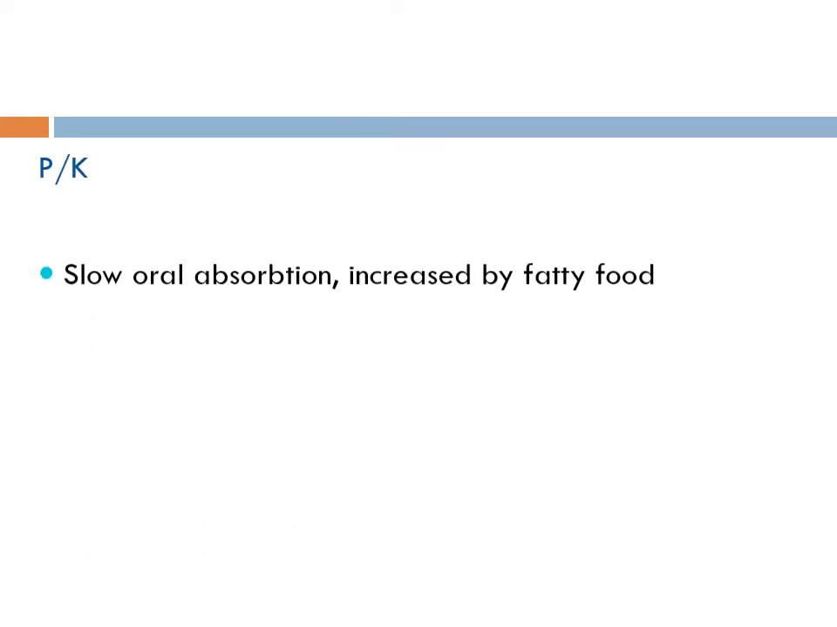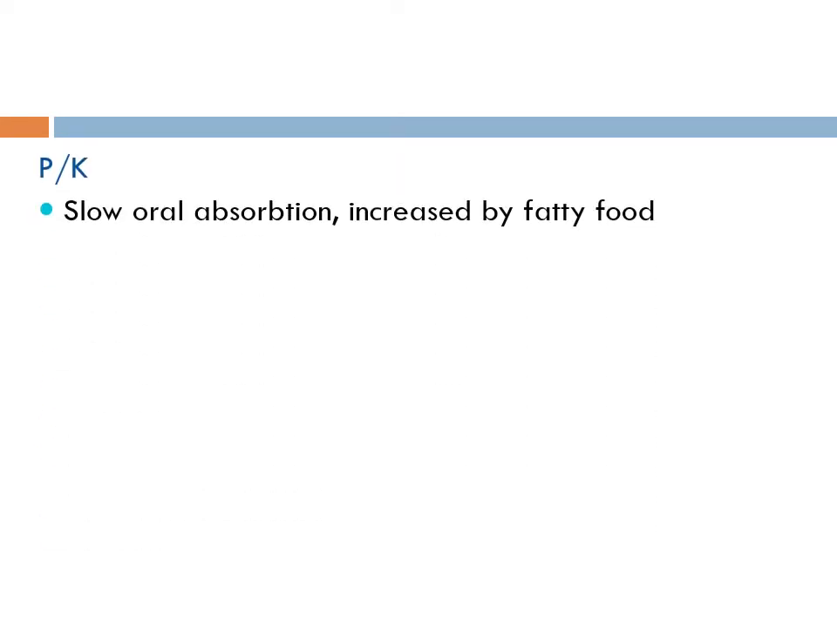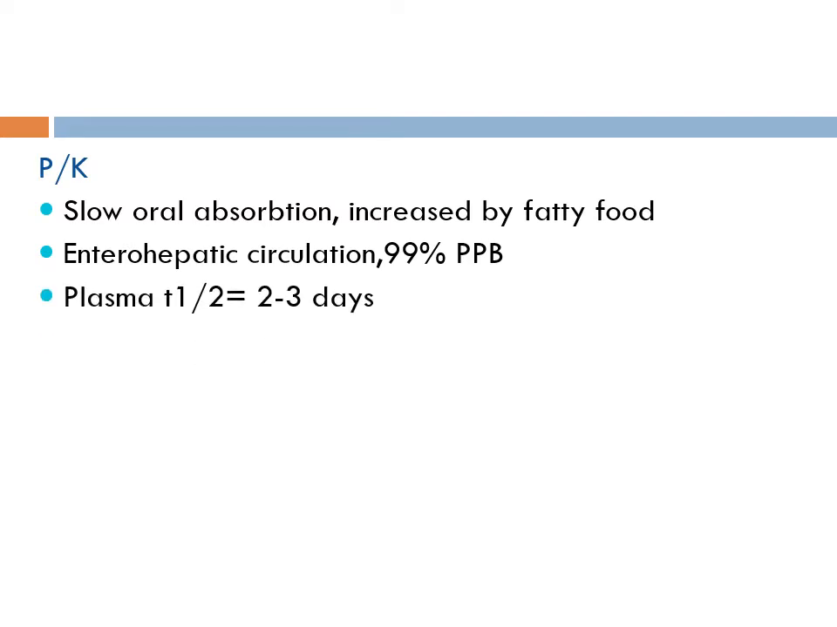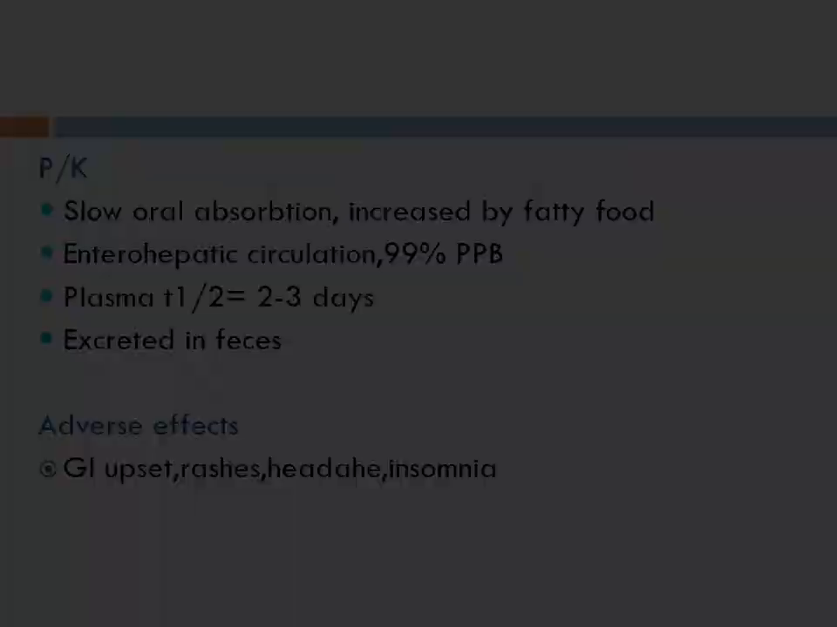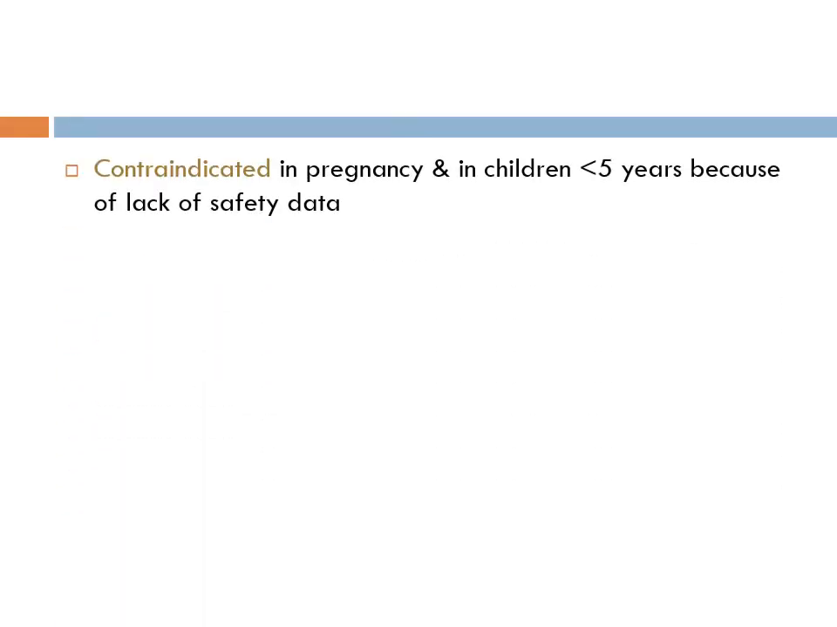Pharmacokinetics: it has slow, unpredictable oral absorption which can be increased by fatty food. It enters into the enterohepatic circulation and it is a highly plasma protein bound drug, about 99%. Plasma T-half is about 2 to 3 days. It is excreted in the feces. Adverse effects are very few, like GI upset, rashes, headache and insomnia. It is contraindicated in pregnancy and in children less than 5 years because of lack of safety data.